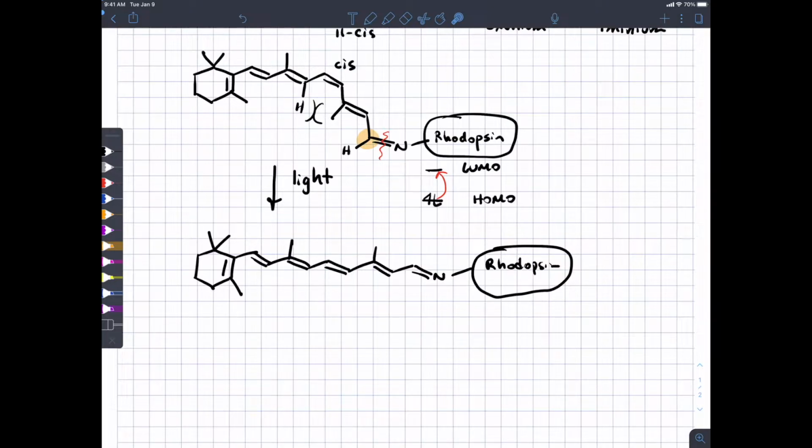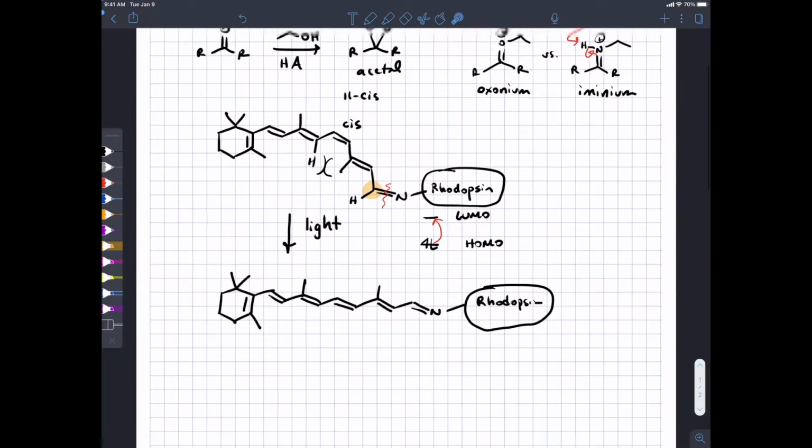And that change in shape causes some things to happen in the intracellular part of the rhodopsin. And what happens after that results in a signal that gets picked up by the optic nerve, sent to your brain, and interpreted as vision. And all of that happens tons of times per second, way faster than it took us to explain all of that. So it's pretty cool that we're using imines and conjugation to facilitate vision.